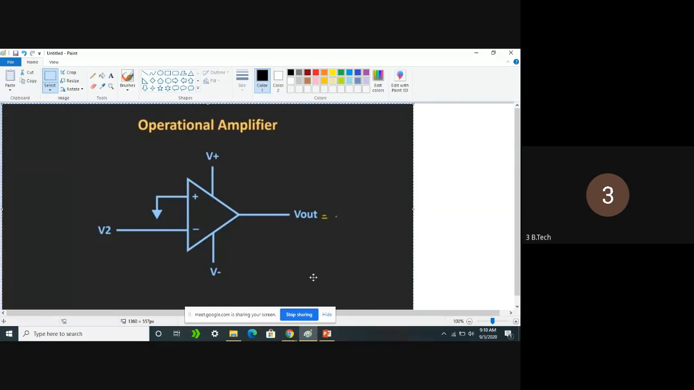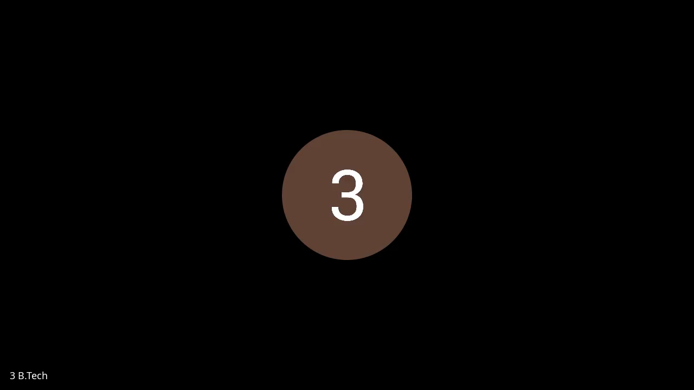If you apply an input voltage, let it be V2, at the minus terminal, that is the inverting terminal, this amplifier works as an inverting amplifier. If you apply a sinusoidal signal with zero phase shift here, at the output we get a 180 degree phase shift of the sinusoidal signal. The output will have a minus sign, that is, both are 180 degrees out of phase.